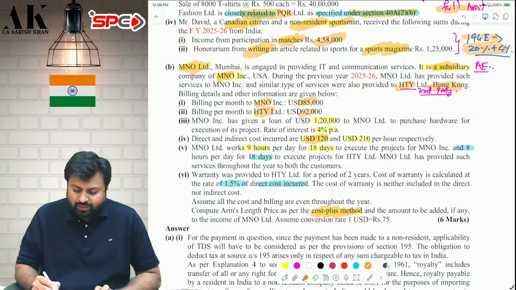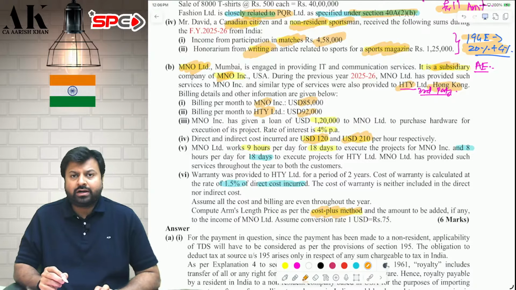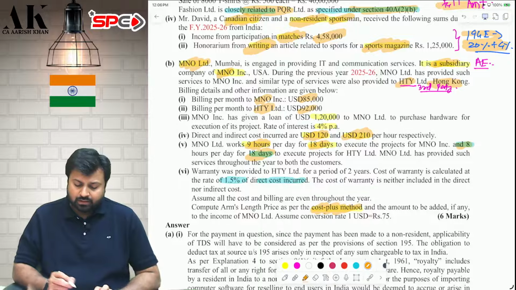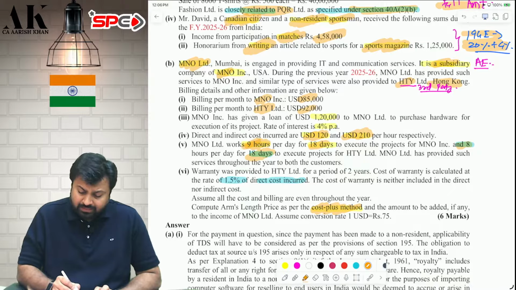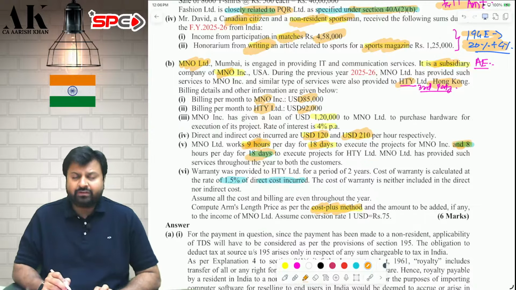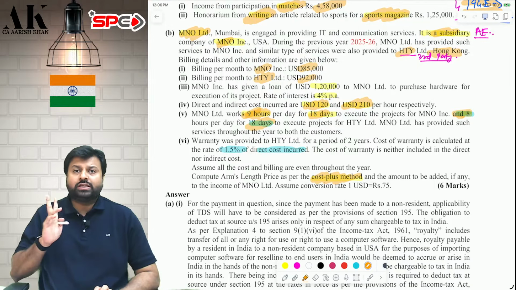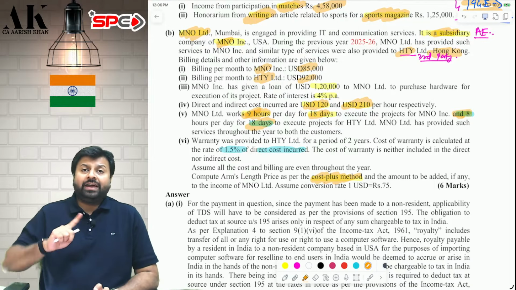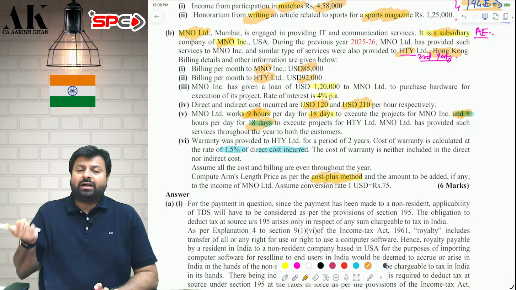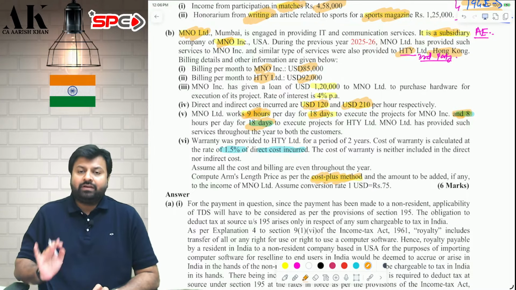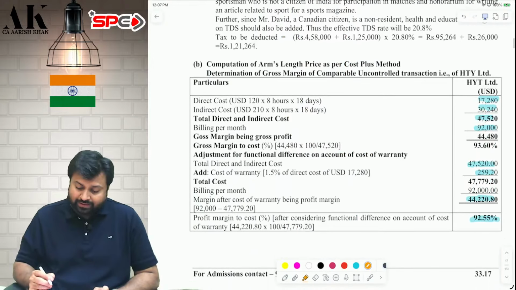The direct cost is $120 per hour and indirect cost is $210 per hour. Now, for MNO we work 9 hours for 18 days and for HTY we work 18 days, 8 hours. So both are 18 days only, but for MNO INC we are working 9 hours and for HTY we are working 8 hours. Apart from that, some other information is also given. Now, we need to find out two things here. What is the margin of HTY? HTY margin is the third party margin, which we will apply on MNO cost, and that will give us our arm's length price. Let's try to find out the HTY margin now.